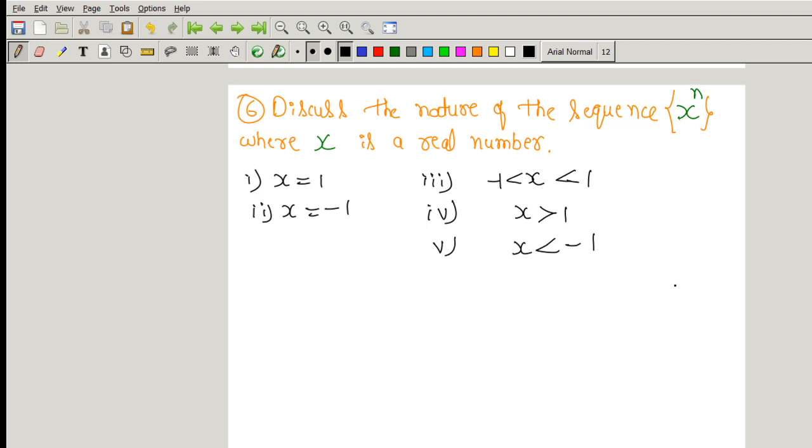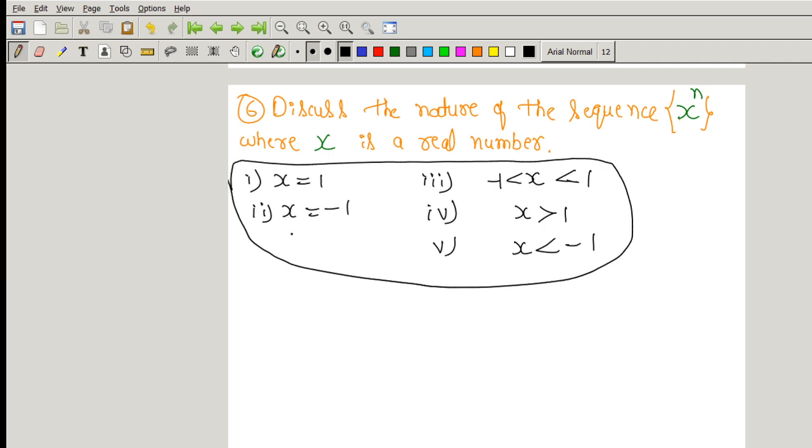x less than minus 1, x greater than 1, x lies between minus 1 and 1, x equal to 1, and x equal to minus 1, so that I cover every real number. If we check all these conditions, it is enough, since x belongs to the real numbers, from minus infinity to infinity. Minus infinity to minus 1 is included here, 1 to infinity is included here, and the open interval minus 1 to 1 is included here, and at the boundary x is equal to 1 and x is equal to minus 1 are included. x equal to 0 is included in the interval. Therefore, I am checking all these 5 cases.